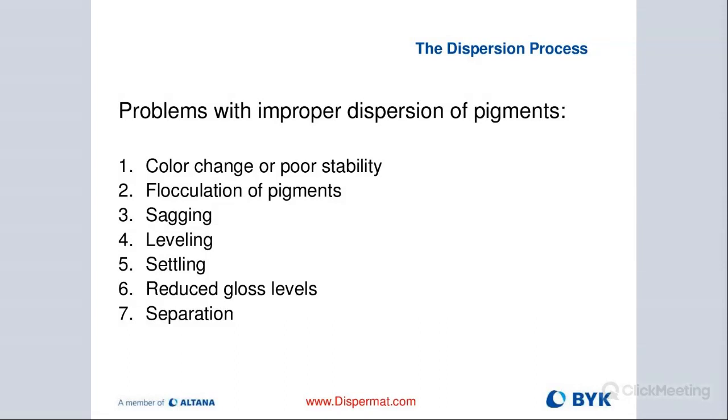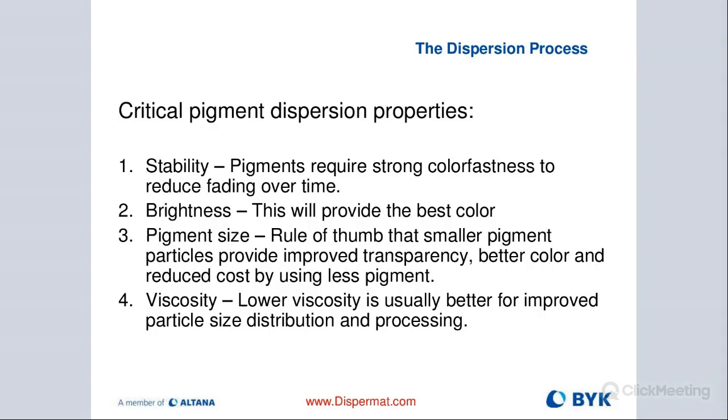But I want to also stress, proper dispersion process is only one part of the equation. We also need to add the right additives to make sure that we have a properly formulated product and it stays that way, not that it changes after storing. So it's really important to remember that we want to have good stability. So pigments that require strong color fastness to reduce fading over time. So that's really important. Brightness, this will provide the best color usually.